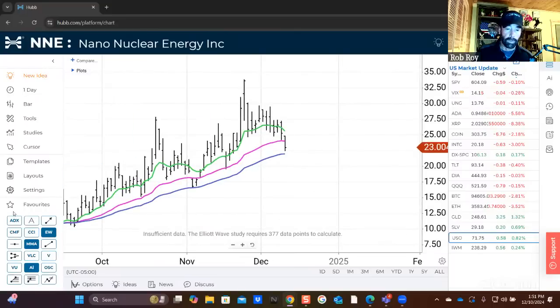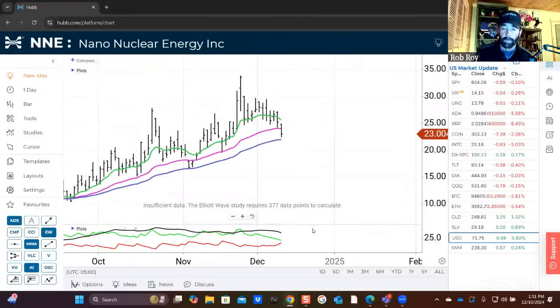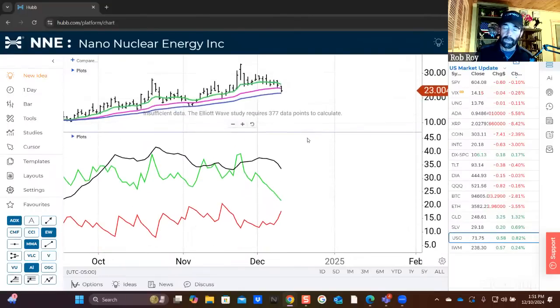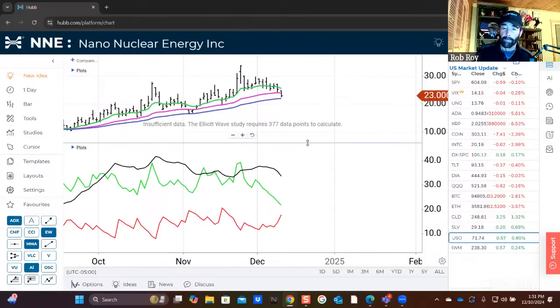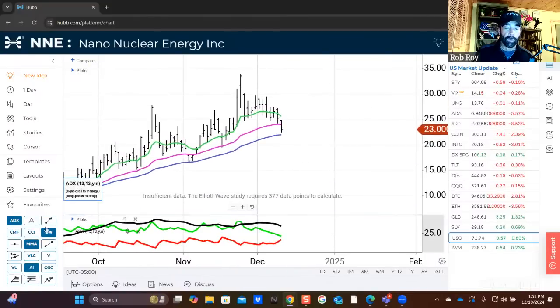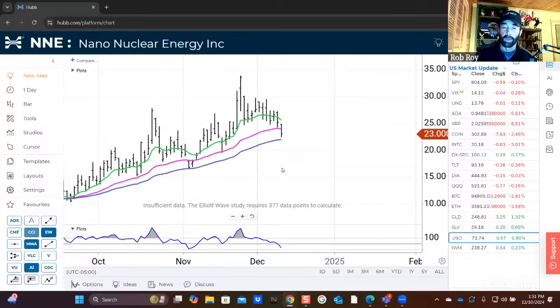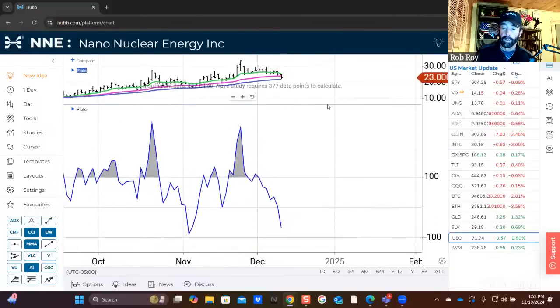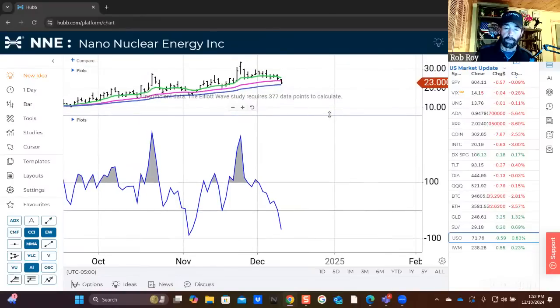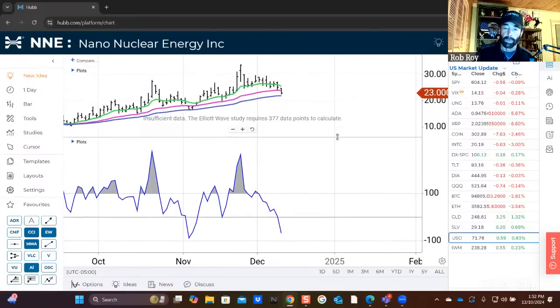So just following the trend here, let's take a look at the DMI. It's weakening, so that's a concern. Let's see what the CCI is doing. Moving down below 100, getting towards negative 100, and it needs to break below that.